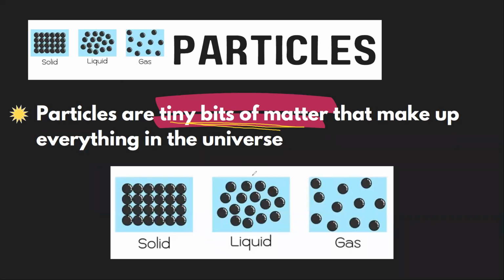Let's recall again so far: materials, substances, and particles. Material is the biggest one. Underneath would be substance. Underneath would be particles. So the particles are the tiniest bits of matter. So far, so good.